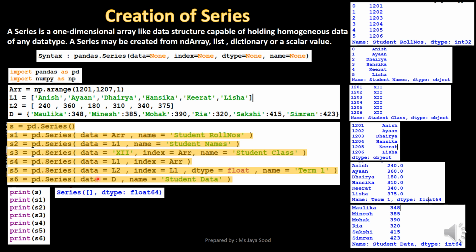S6 is a series which is created by passing the dictionary D as the data, and the name of the series is given as student data. Please note, when you create a series from a dictionary, then the dictionary keys serve as indexes. So, in the series, the indexes are the dictionary keys and the values are the dictionary values. The name of the series is student data and the data type is int64.